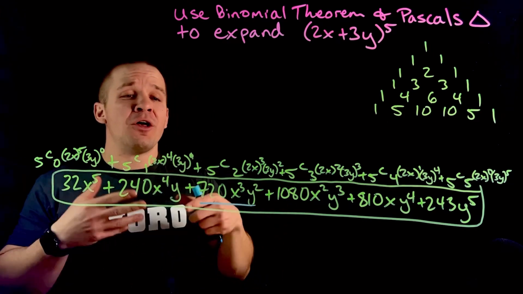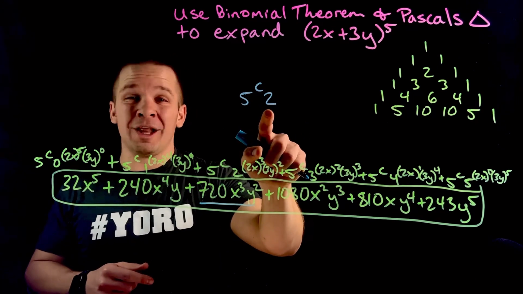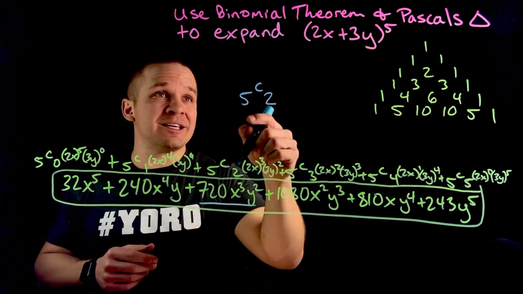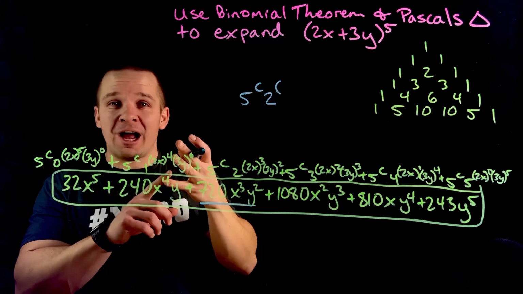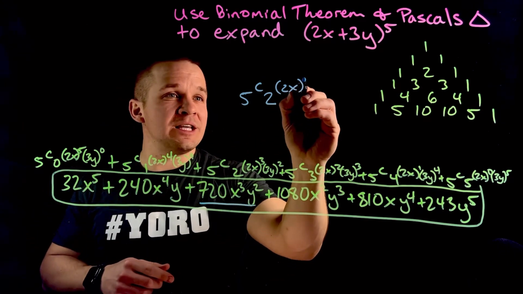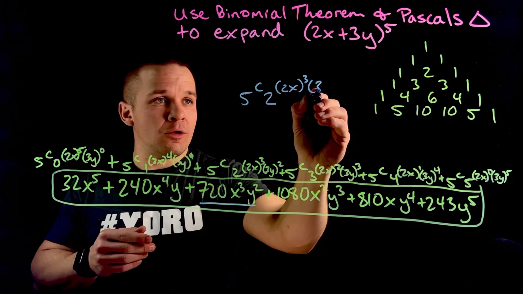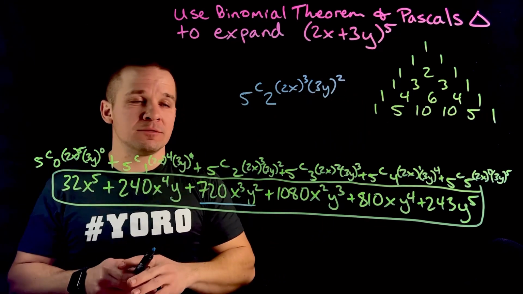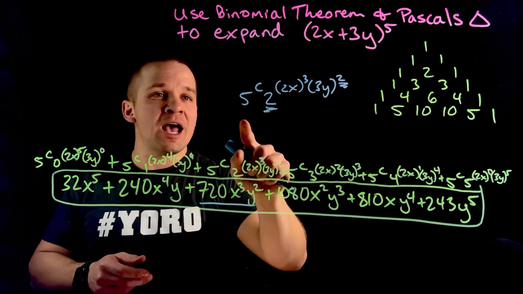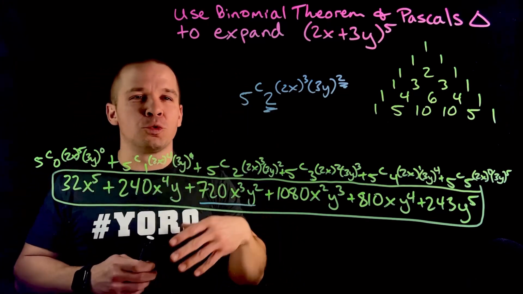Well, how would I figure out that third term? I would know that I'd have 5 choose 2. It's going to be 1 less than the term number right there. Then I'd have my first guy right here. It's going to be 5, 4, 3. So then it's going to be 2x raised to the third power. And then I would have the 3y raised to the second power. Okay? So this 2 right here is right here. And 5 minus 2 is 3. We'll talk about more using the binomial theorem to find an individual term in other videos.